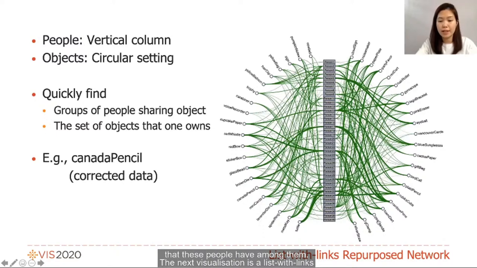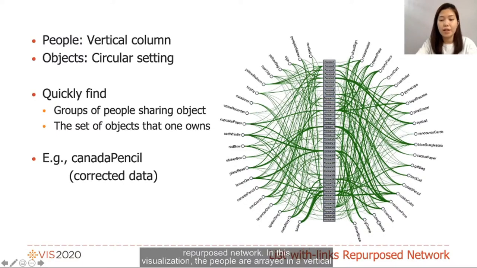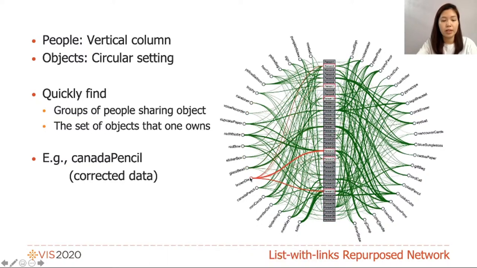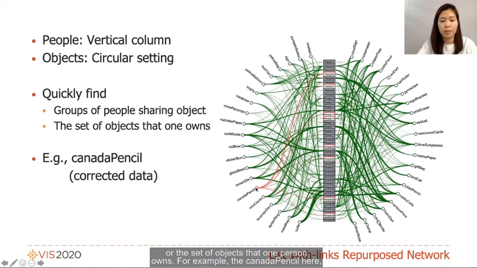The next visualization is a list with links repurposed network. In this visualization, the people are arrayed in a vertical column in the middle, and the objects are in a circular setting. In this visualization, users can quickly find the group of objects, a group of people sharing the same object, or the set of objects that one person owns. For example, the Canada pencil here, we can see the 8 people connected to it.